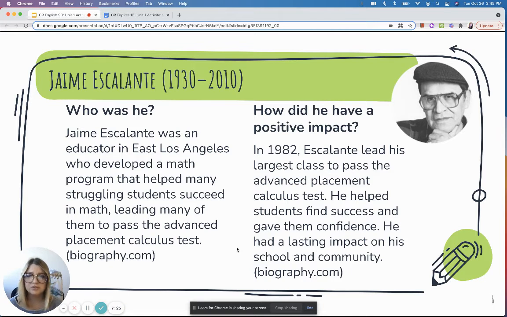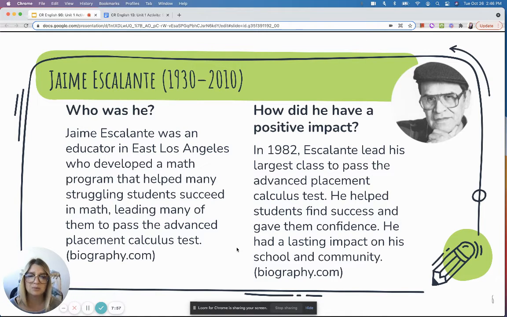So now I'm choosing to focus on Jamie Escalante for my one person who took on my issue of social justice and made a big change in the world. So who was he? Jamie Escalante was an educator in East Los Angeles who developed a math program that helped many struggling students succeed in math, leading many of them to pass the Advanced Placement Calculus test. So this shows how one person, right, this one math teacher had a huge impact on many, many students. So one person can really make a difference.